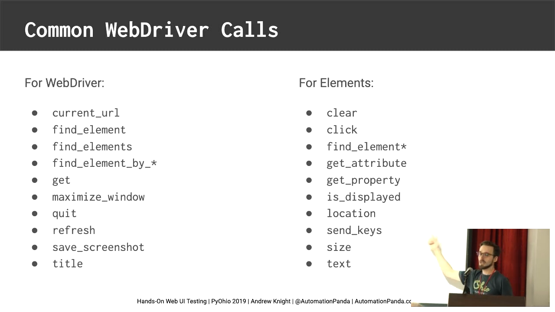You can get HTML attributes and properties. You can check if an element is displayed. That's different from whether or not it exists on the page, right? Elements can exist in the page without actually being visible. You can get the pixel location. You can send keystrokes. You can get the pixel size. And you can also strip whatever text is in the element. So all very common things that most people end up doing with web elements.